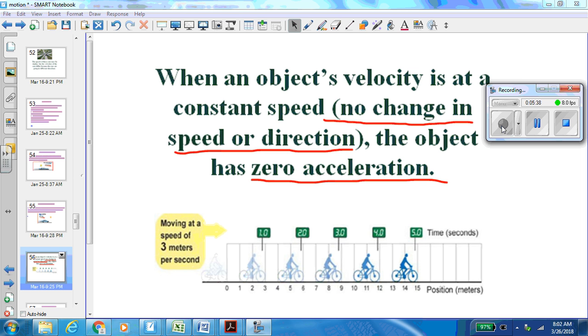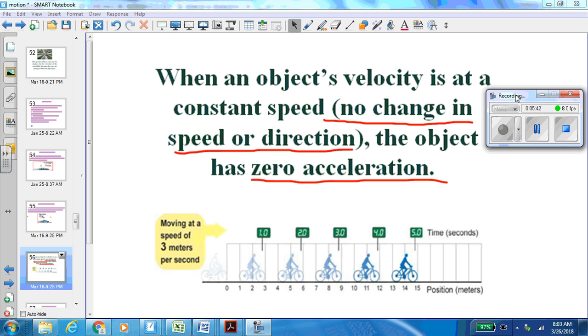An object's acceleration can also be zero. If the velocity or the speed is constant, there's no change in the speed or the direction, then you would say the object has zero acceleration. So acceleration can be positive if an object is speeding up, it can be negative if an object is slowing down, and it's zero if there's no change in the speed or the direction.